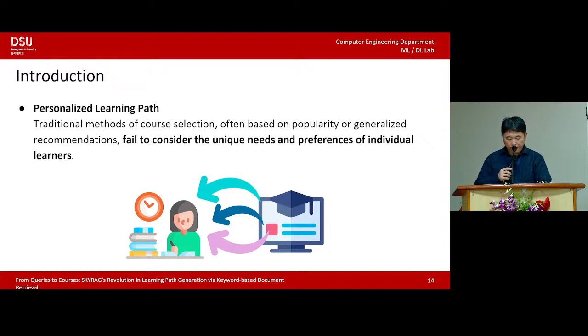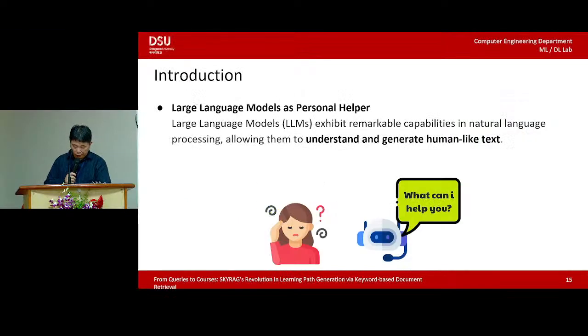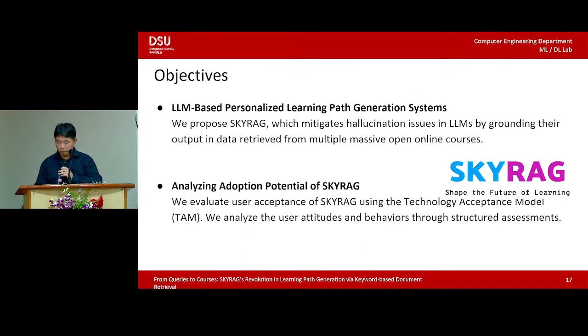LLMs exhibit remarkable capability in natural language processing, allowing them to understand and generate human-like text. In an educational context, LLMs can analyze a vast amount of course data and create customized learning instructions and paths. But as we already talked about, LLMs cannot always guarantee the production of factual and relevant content.